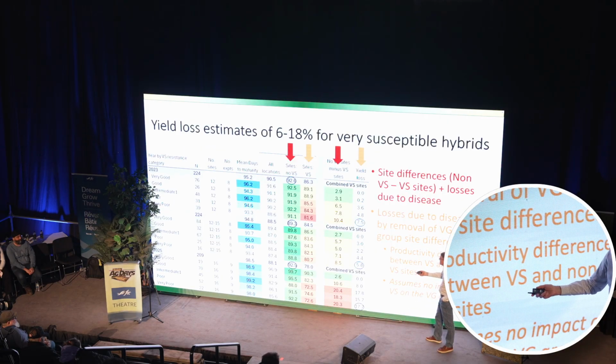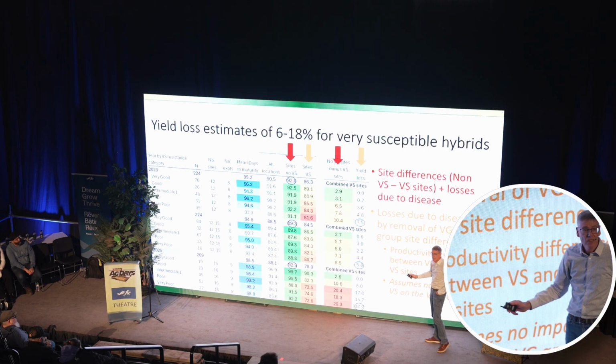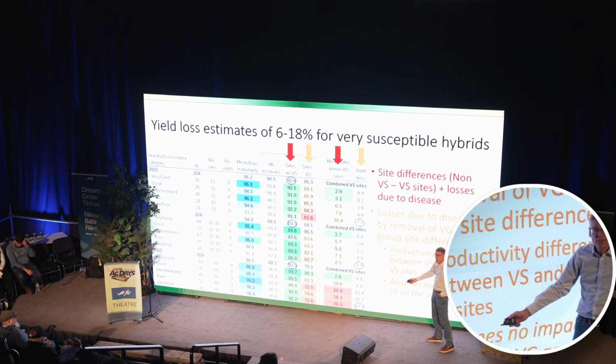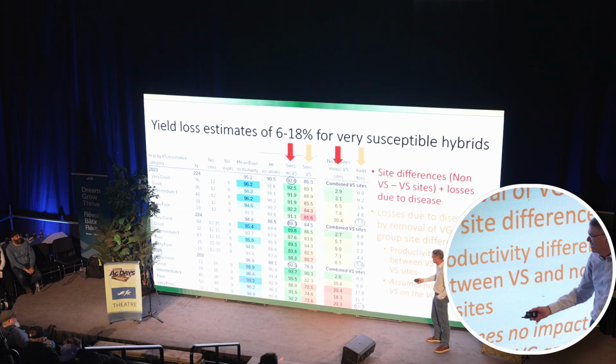6% in 2024 and 18% this past summer. This past summer was the highest level of disease that I've seen in the fields. And if you looked at some individual sites, this number might climb up into the low 20s for yield loss.